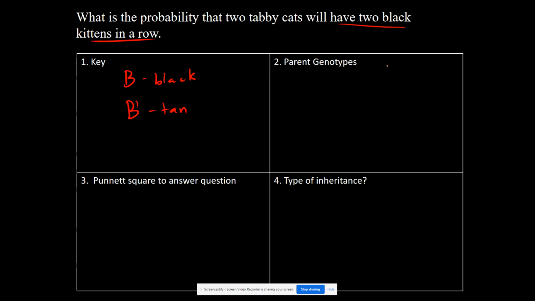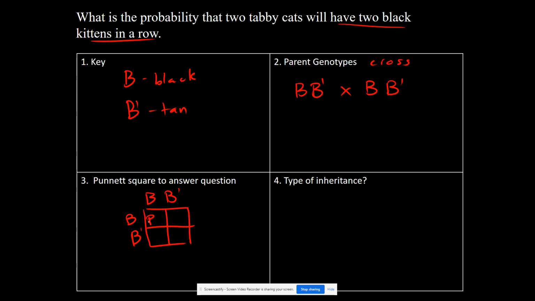Now the parent genotypes, this is the cross. When I say, what is it? Write the cross between these. So 2 tabby cats. So we're doing this. Remember that these are tabby. And now we're going to do a Punnett square to answer our question. Got BB. We got B B prime. We got B B prime again. And we got B prime, B prime.